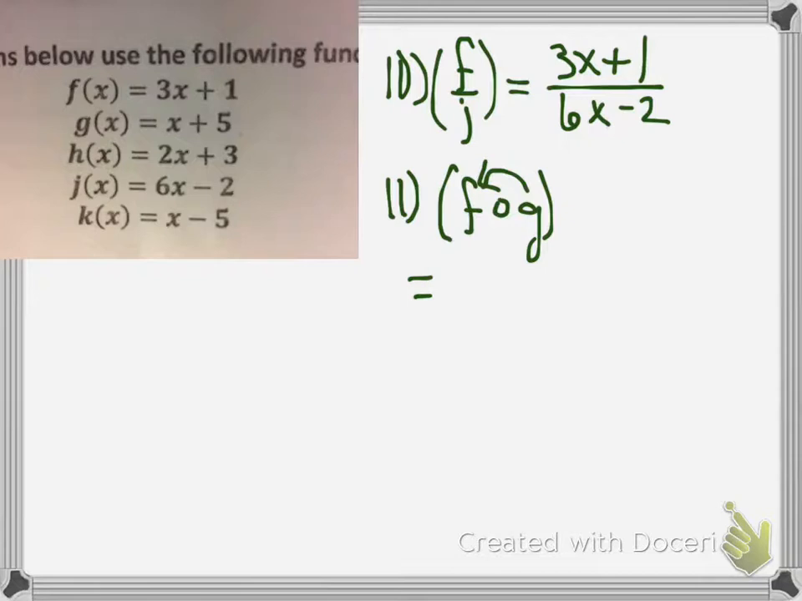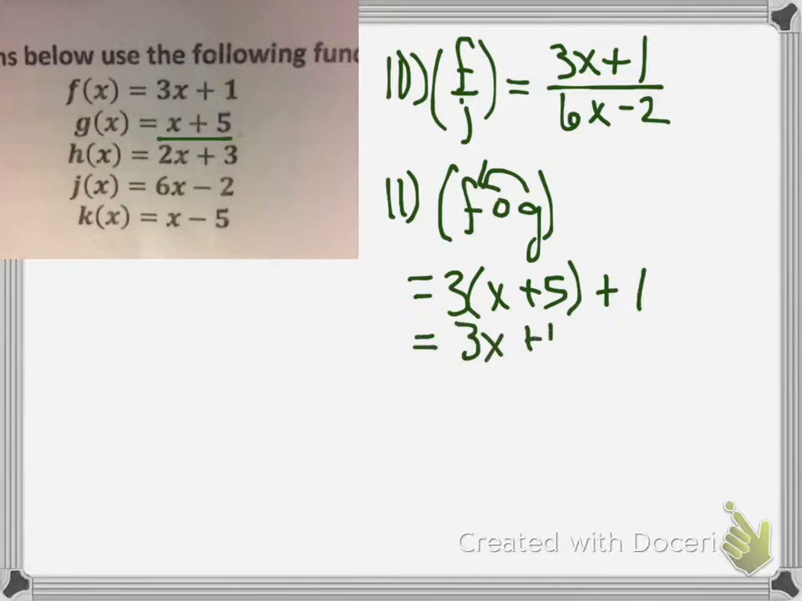11 is, the way it's written is that g is going to go into f. So I'm going to say here, instead of writing 3x plus 1, 3 parentheses plus 1, and then I'm going to put the g function, which is x plus 5, in there, and then distribute and combine. And that would give me 3x plus 16.